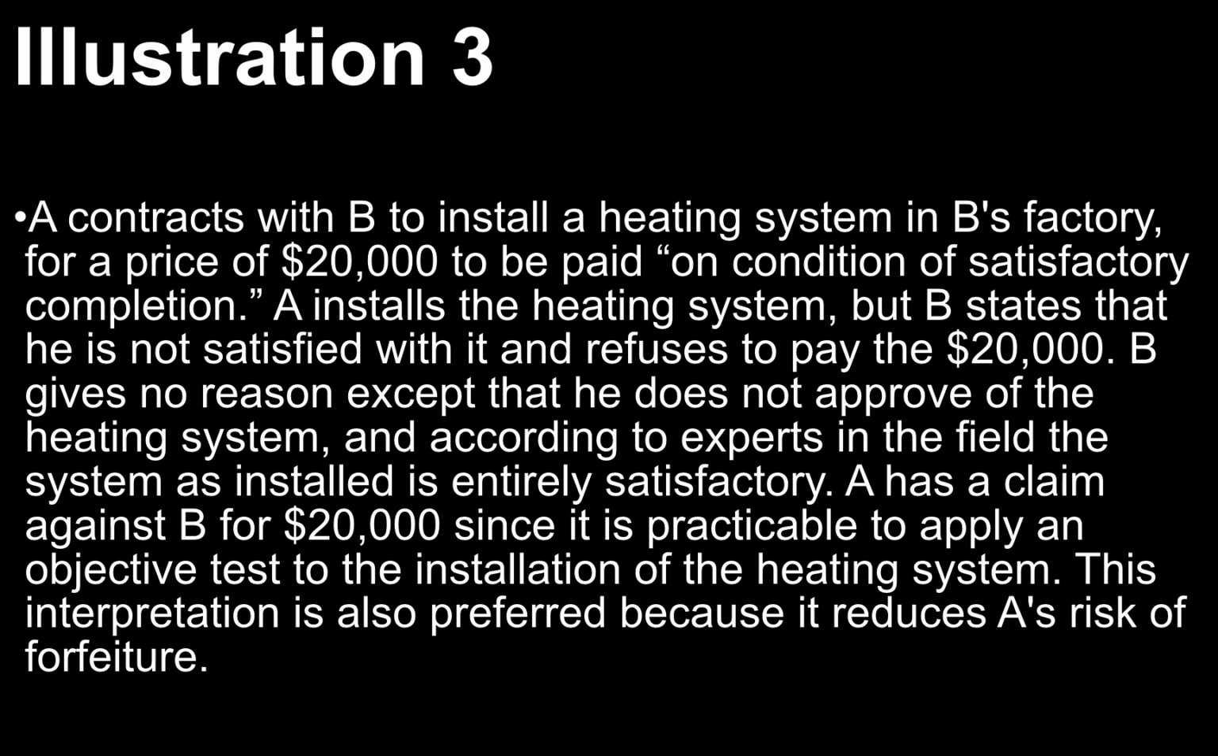A does have a claim against B, since it is practicable to apply an objective test to the installation of a heating system. The interpretation is also preferred because it reduces A's risk of forfeiture. Note that this is a commercial contract for something which is inherently functional, and the question of satisfaction here seems quite measurable. There is an objective standard for whether a heating system works, for example, whether the building gets sufficiently warm. And we even have expert testimony in the field showing that this is a sufficient and satisfactory installation.